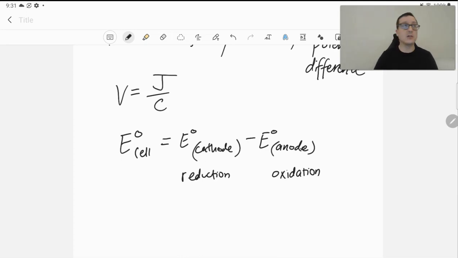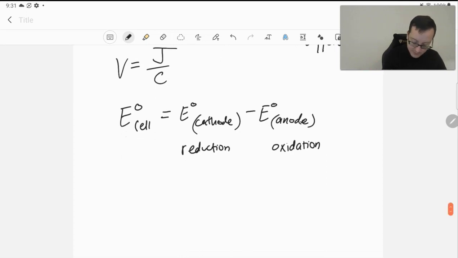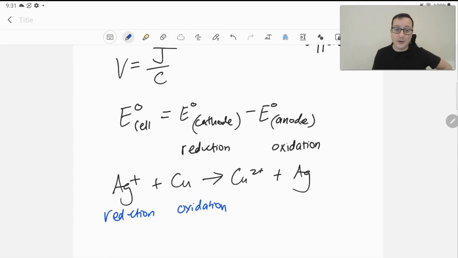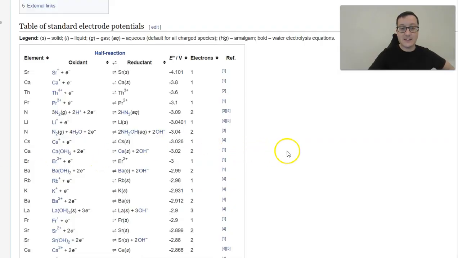So if we take a look at a particular reaction, which we've seen before, copper turns into copper 2+ with silver, we saw that the reduction is the silver, and the copper is the oxidation reaction. And what we'll do for this, in order to actually calculate the cell potential, we will go to our good friend Wikipedia, which has standard cell potentials for hundreds of reactions.